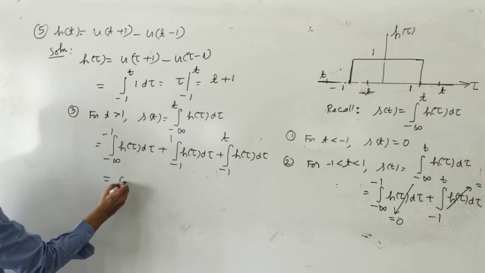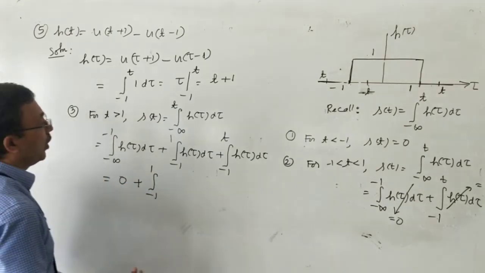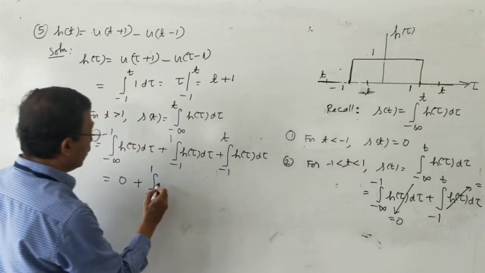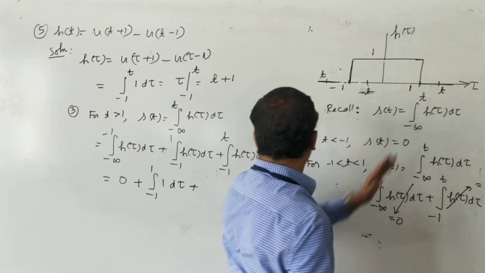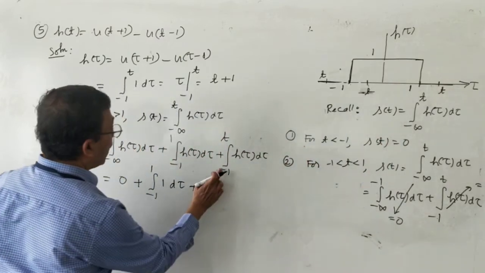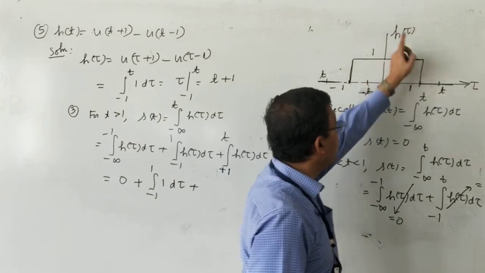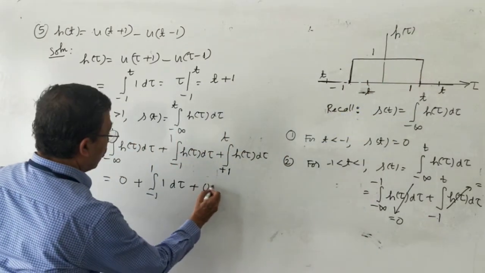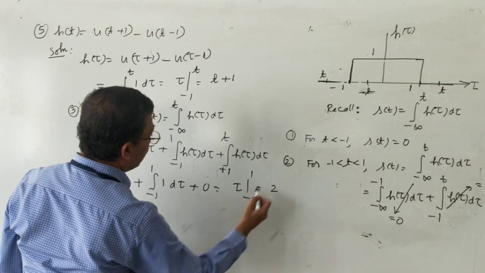Obviously the first integral is 0. For the second integral from minus 1 to plus 1, what is h of tau? It is 1. What is the area from 1 to t of this figure? Again 0. So if you integrate 1 for tau between minus 1 and plus 1, the result is 2.